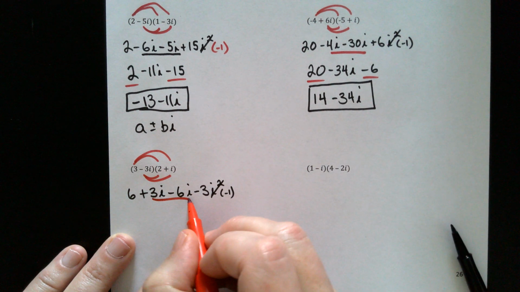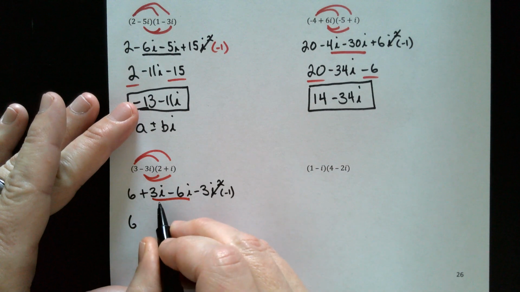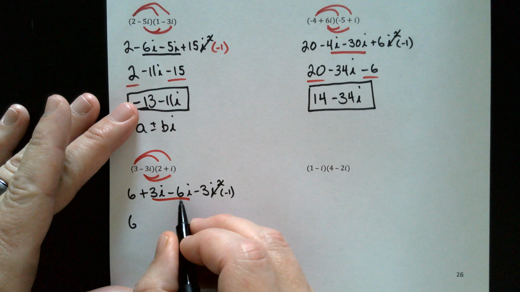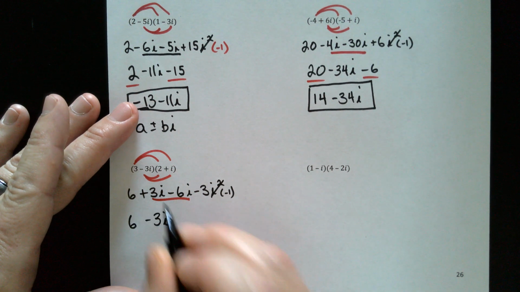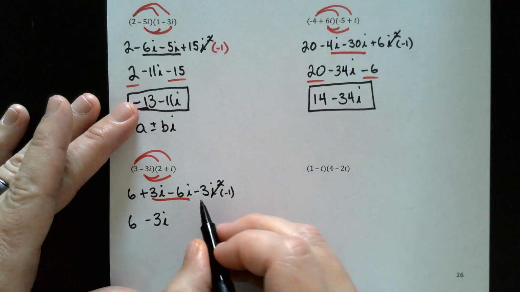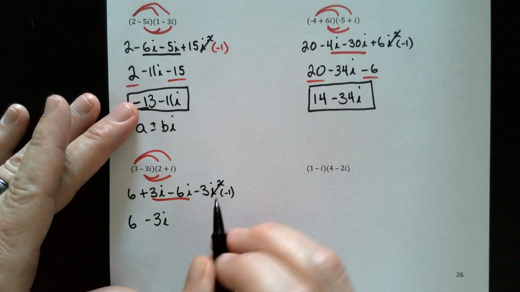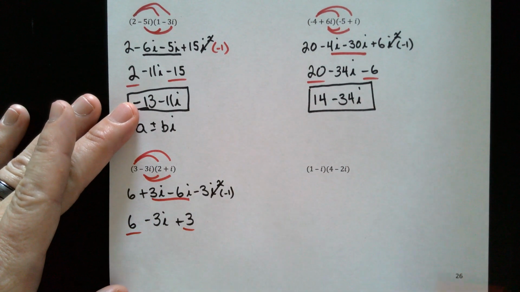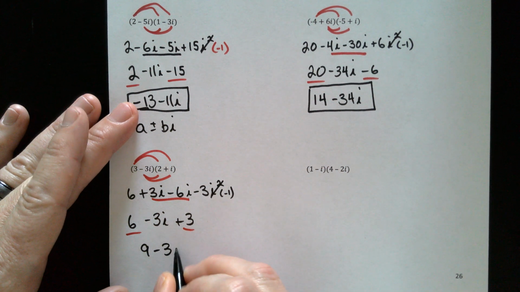Okay, so combine these two terms, drop down the 6. 3i minus 6i, the sign of the bigger one is negative, and then 6 minus 3 is 3. So negative 3i when you combine these two together. And then negative 3 times this, what was it, i squared is now negative 1. So negative times a negative is a positive 3. And then combine like terms. 6 plus 3 is 9. 9 minus 3i is your answer.